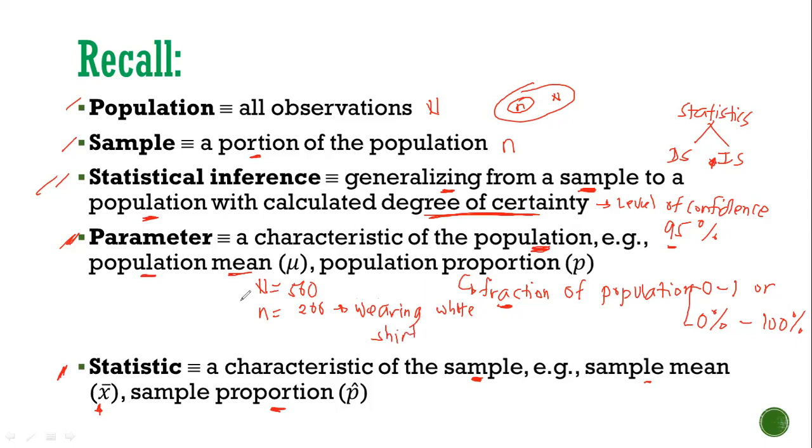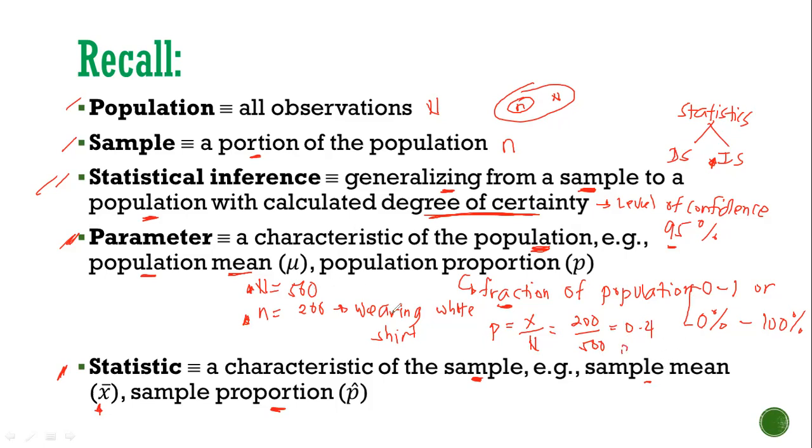Okay, so kunyari, there's a certain population size sa SM, may 500 na tao. 200 sa kanila, naka-white shirt. Okay, so how are we going to compute your population proportion? Simply your X all over your capital N, which is your 200 over 500. So if we try to do that, 0.4, pasok pa naman siya sa 0 to 1, di ba?